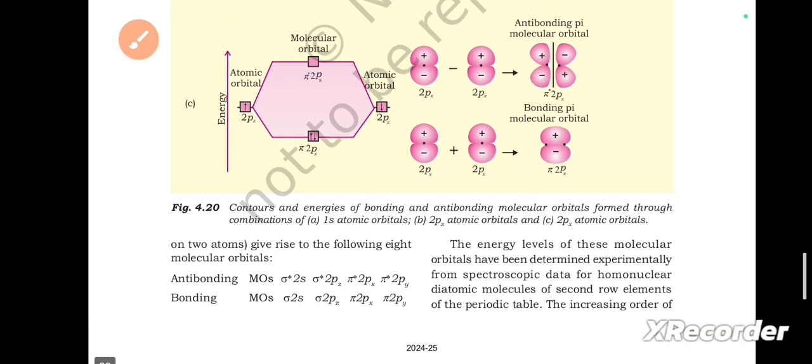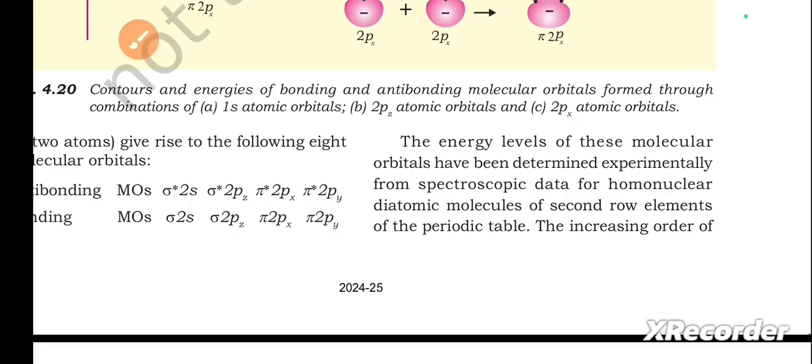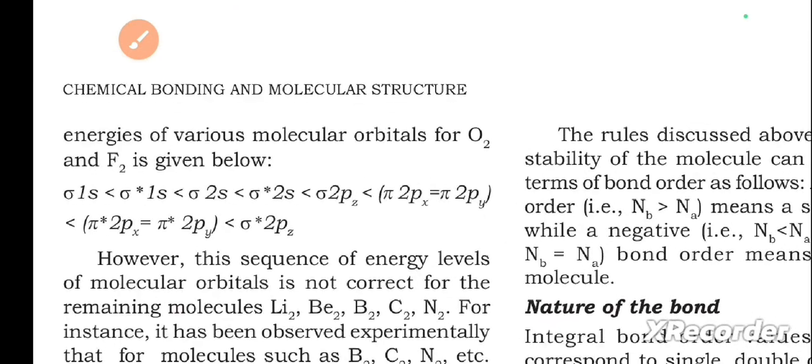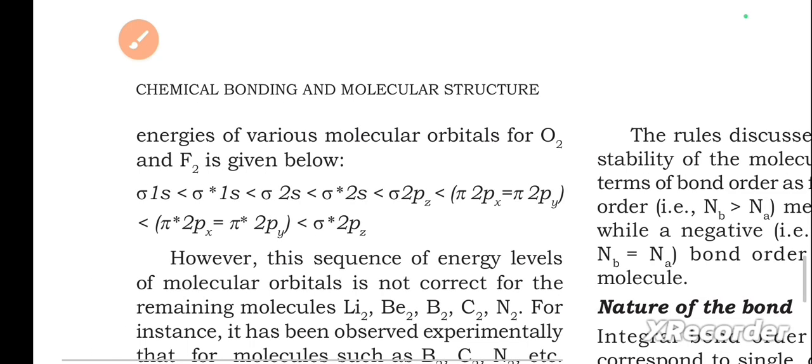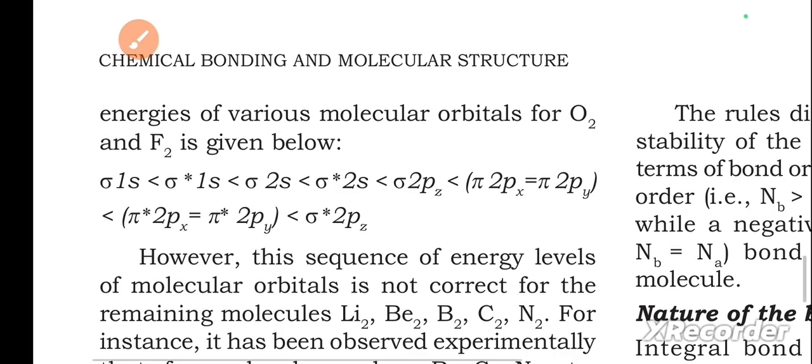The energy levels of these molecular orbitals have been determined experimentally from spectroscopic data for homonuclear diatomic molecules of second row elements of the periodic table. The increasing order of the energies of various molecular orbitals for O2 and F2 is given below. This is the one. You can please look at it.